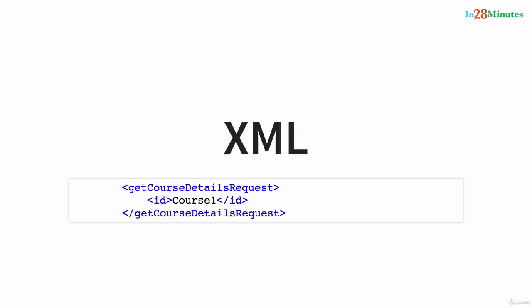The first one is XML. XML stands for Extensible Markup Language. You can generate XML from a Java platform or a .NET platform or any other platform of your choice. You have a node, a closing node, another closing node, which is specifying the detail of the courses that we would want. I would want to get the details of course 1. I'm creating an XML request. So XML is one of the popular formats for request and response in web services.